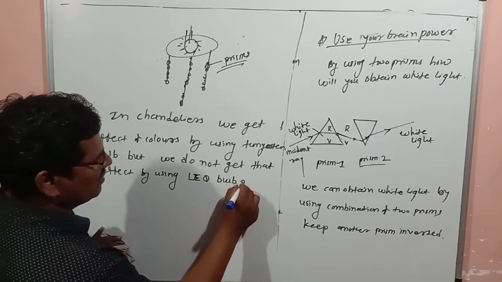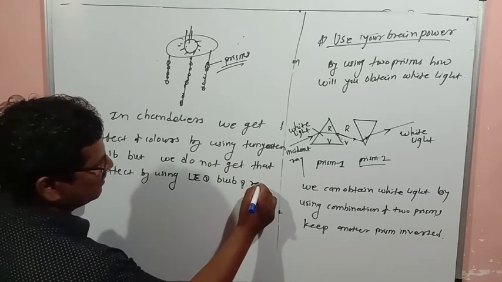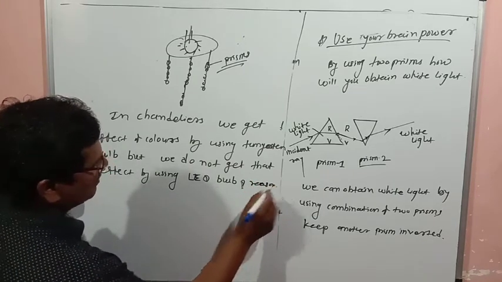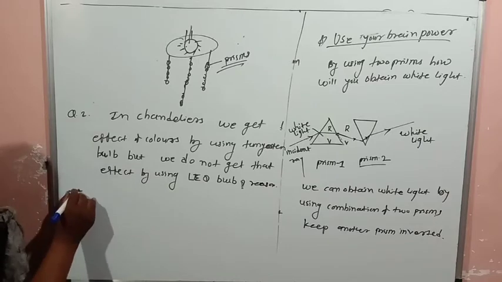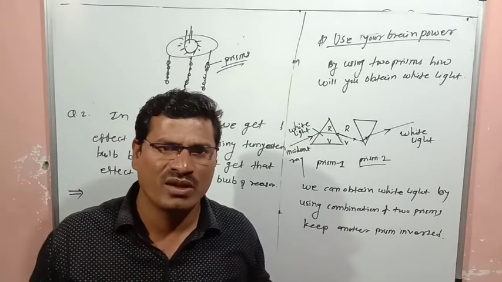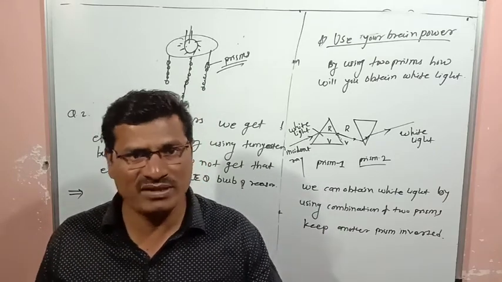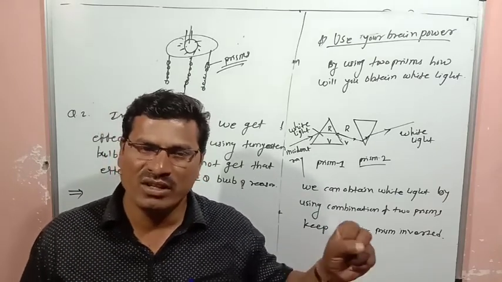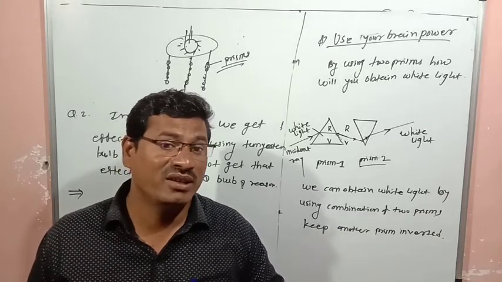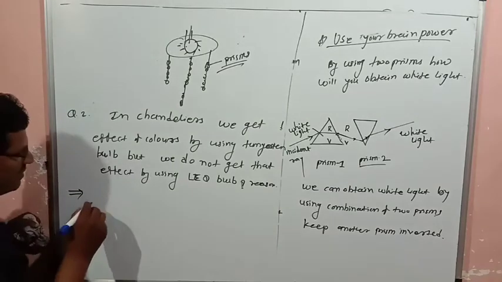So what is the reason for it? The reason we have to find. Reason is there. So what is the reason? Just give attention. In case of the tungsten bulb, intensity of light remains same, but in case of the LED bulb, intensity of light will not remain same. So reason is very simple.